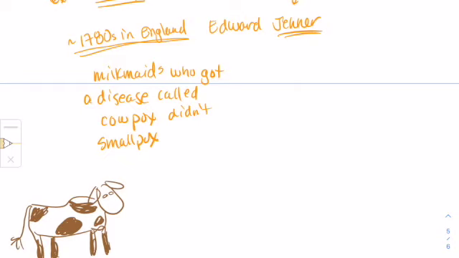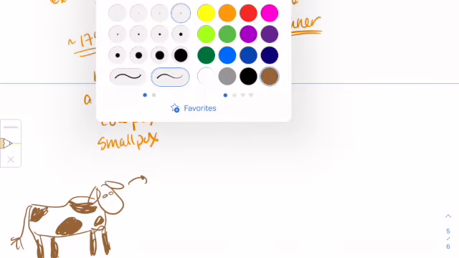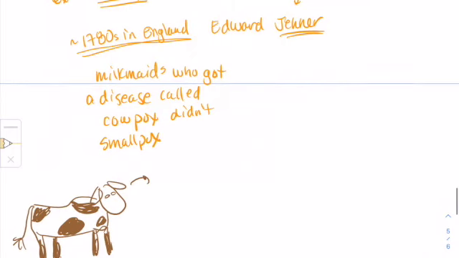All right. Cows would get a disease that we called cowpox that was kind of similar to smallpox. And when humans would get it, let's put the milkmaid in blue.